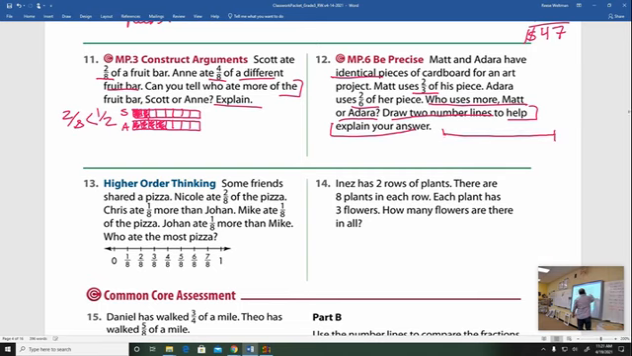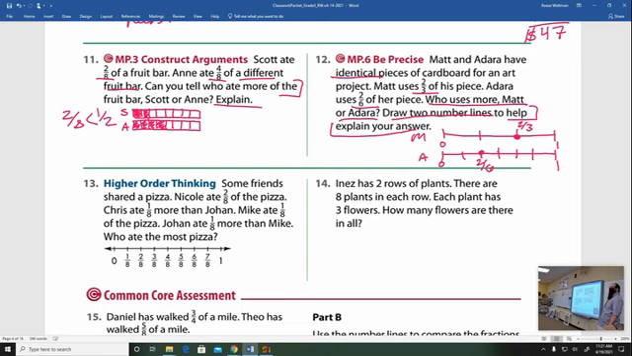So let's draw that. We'll start with 0 and with 1, because that's the whole, right? First one, we have to divide into 3. Second one, though, we're dividing into 6. Now, Matt had 2/3. This is where 2/3 lands. And Adara uses 2/6. This one's Matt over here. That's Adara.